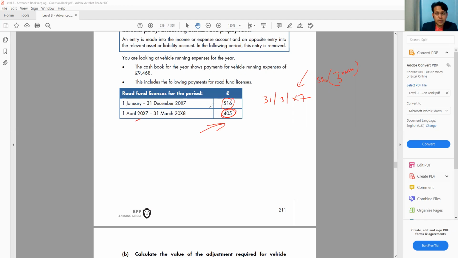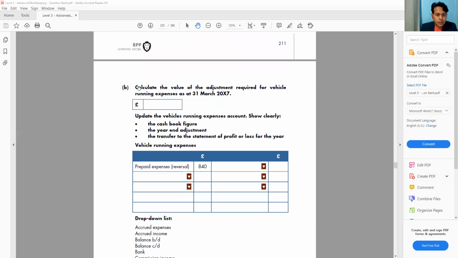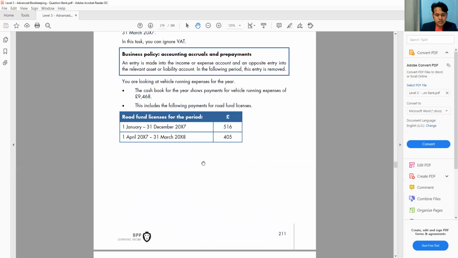So let's have a look. What is the question here? Let's find the requirement first, what they're asking. They're asking: calculate the value of the adjustment required for the vehicle running expense as at 31st March 2007. So how much amount do we have to adjust?